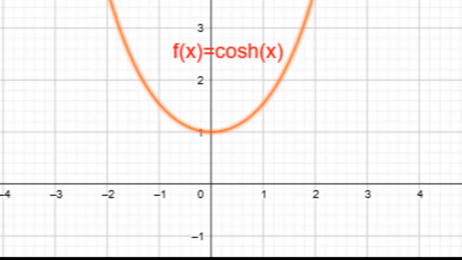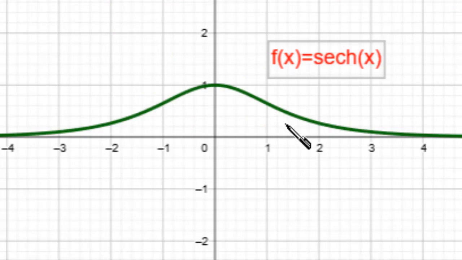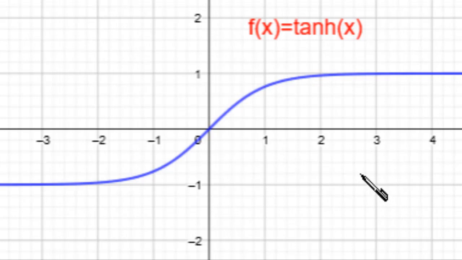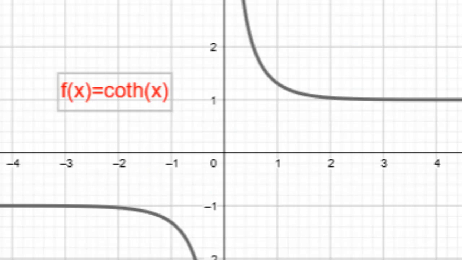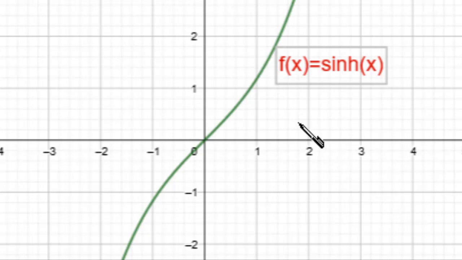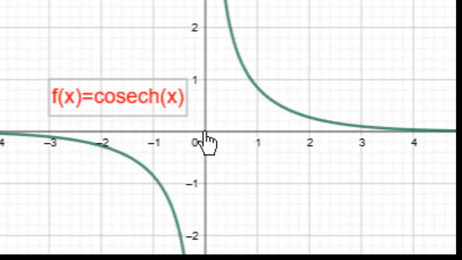The following are the 6 hyperbolic functions represented graphically. This is cosh x, sech x, tanh x, coth x, sinh x, and cosech x.